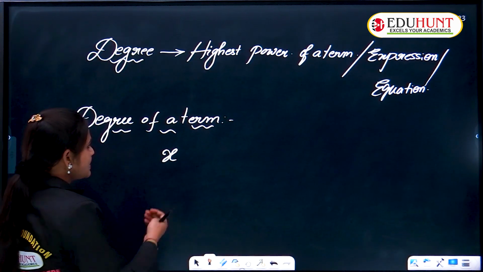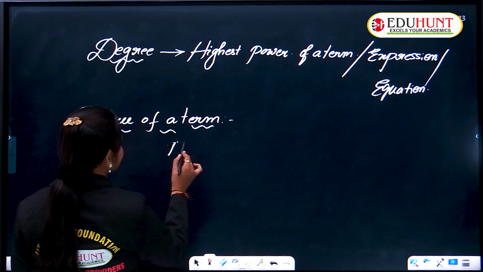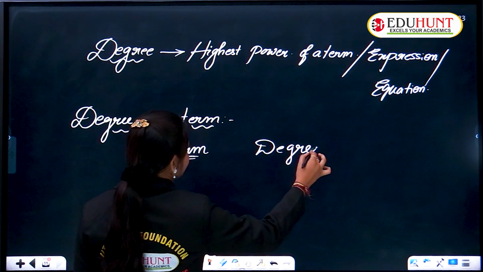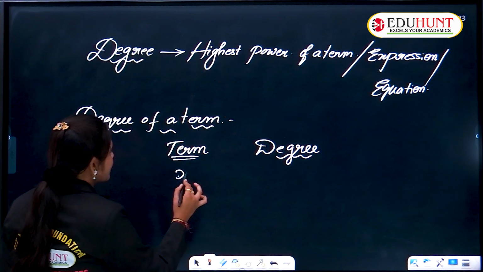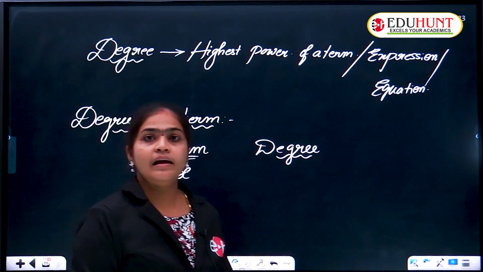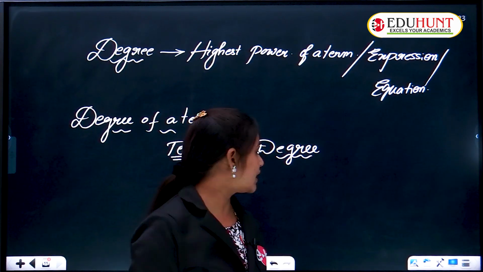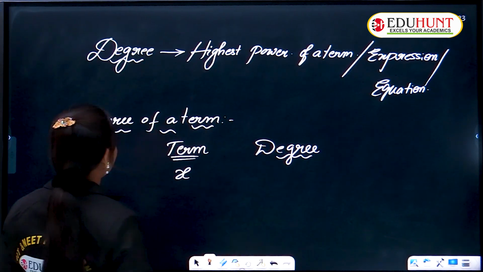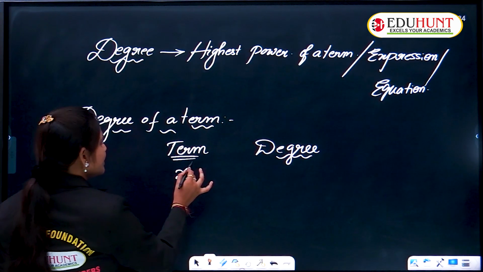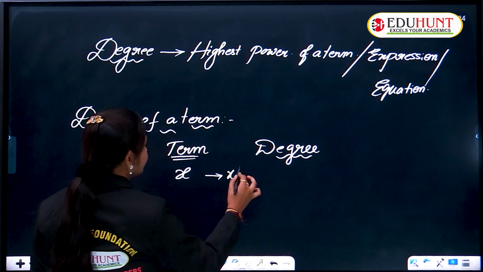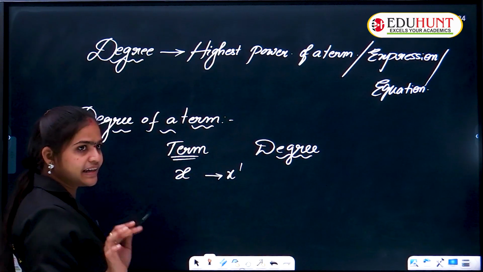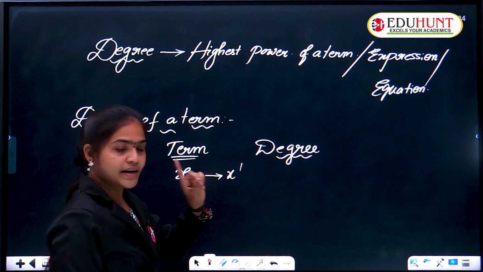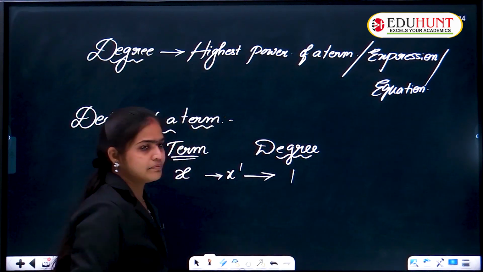Now the degree of a term. For example, x is there. Powers we should always calculate on the variables only. Here x power nothing is given, so consider it as x power 1. Nothing is there means consider it as 1. What is the power here? 1. That's why the degree is 1.